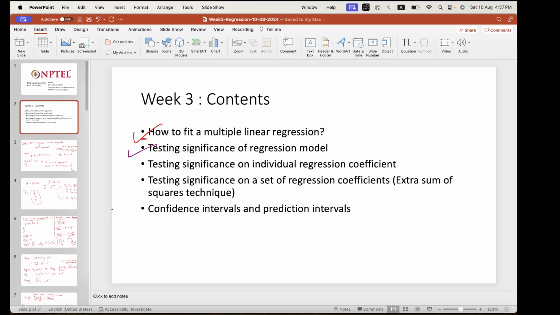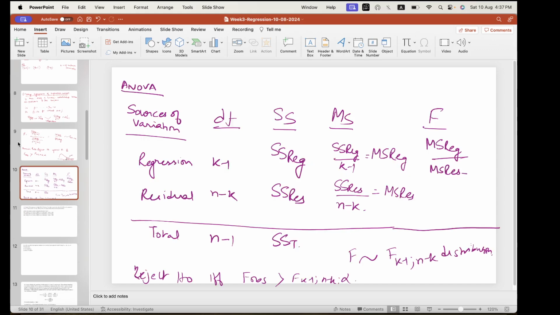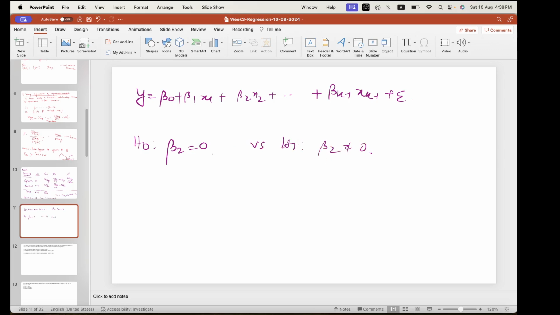Now, let us find out how we do that when we test significance on individual regression coefficients. Okay, so what I mean to say is, I have this model, plus beta k minus 1 x k minus 1 plus epsilon, and I want to test whether beta 2 equal to 0, versus H1 beta 2 not equal to 0.